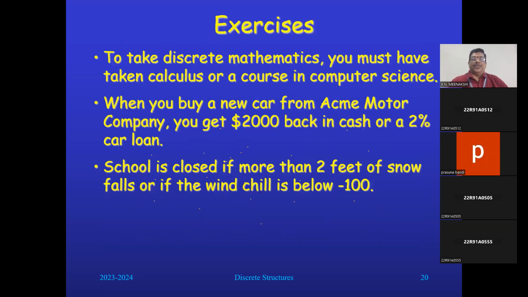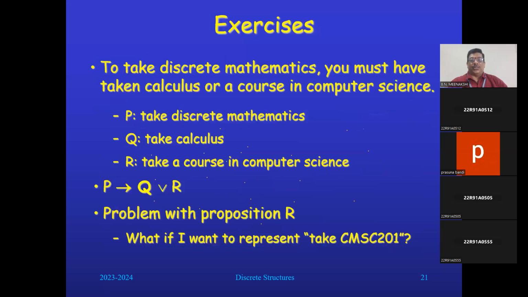Let us take this as an example here. To take discrete mathematics, you have to take calculus or a course in computer science. So first we need to find out what the propositions are here. First we are having three statements. The first statement is take discrete mathematics. The second statement is take calculus. The third statement is take computer science.